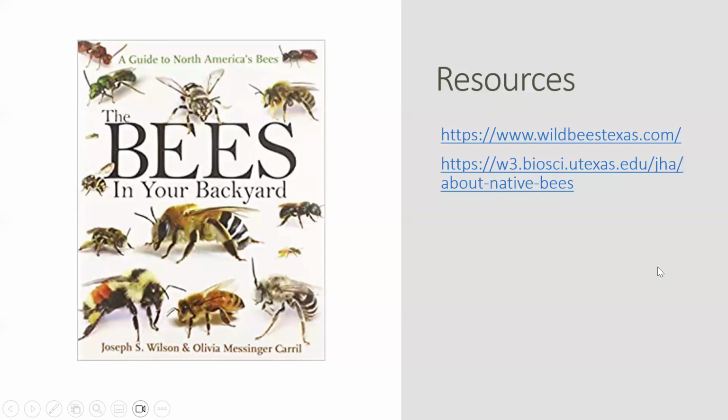So as far as resources, the book that you see on the slide there, The Bees in Your Backyard, in my opinion, is by far the best book if you want information on native bees. It does have a very short blurb about honeybees, but honeybees aren't native, so while they're mentioned in passing, this really focuses on native bees. It talks about their biology, what they eat, and how to identify them. It's really just a fabulous book.